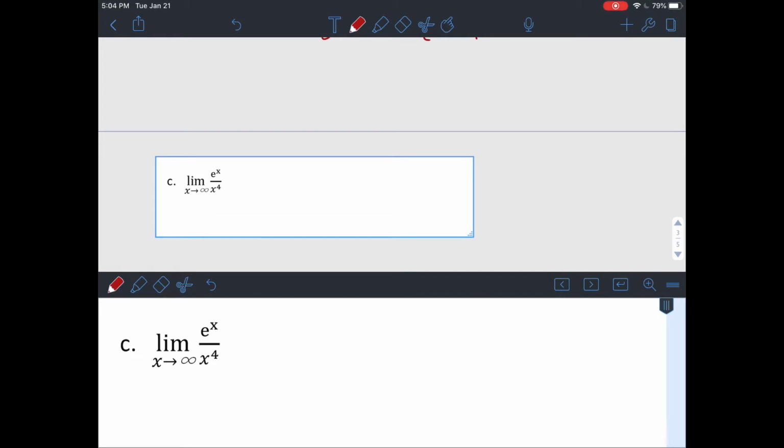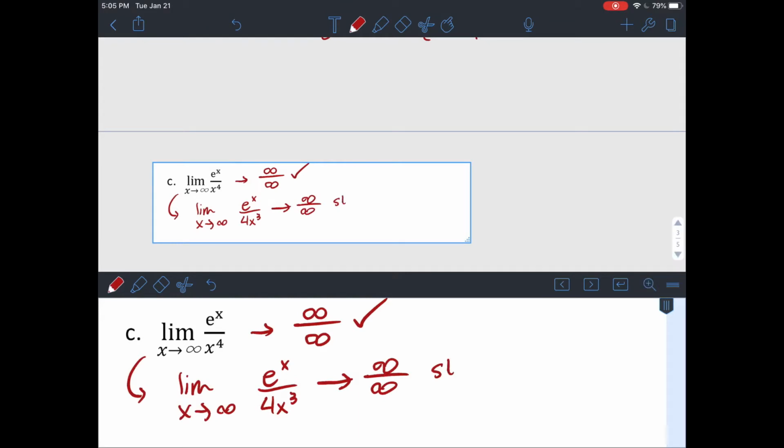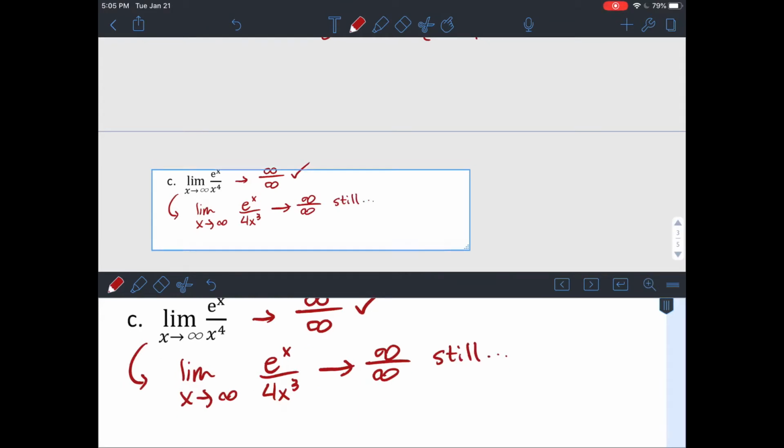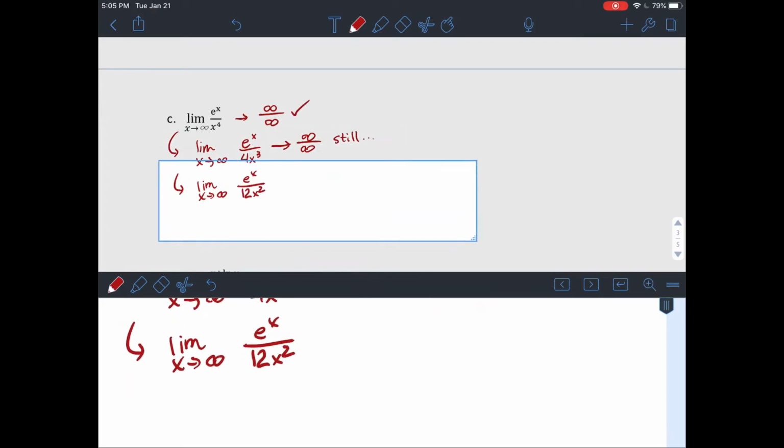It's possible you might have to use L'Hopital's rule more than once. So if you try checking this one, you're going to have infinity over infinity. If you take the derivative of the top and the bottom, you'll end up with e to the x over 4x to the third. Guess what? That's still an indeterminate form of the type infinity over infinity. So you do it again. Take the derivative of the top and bottom separately. Repeat, repeat, repeat until you get something that you can actually find the value of the limit for, or it's no longer one of our indeterminate forms.